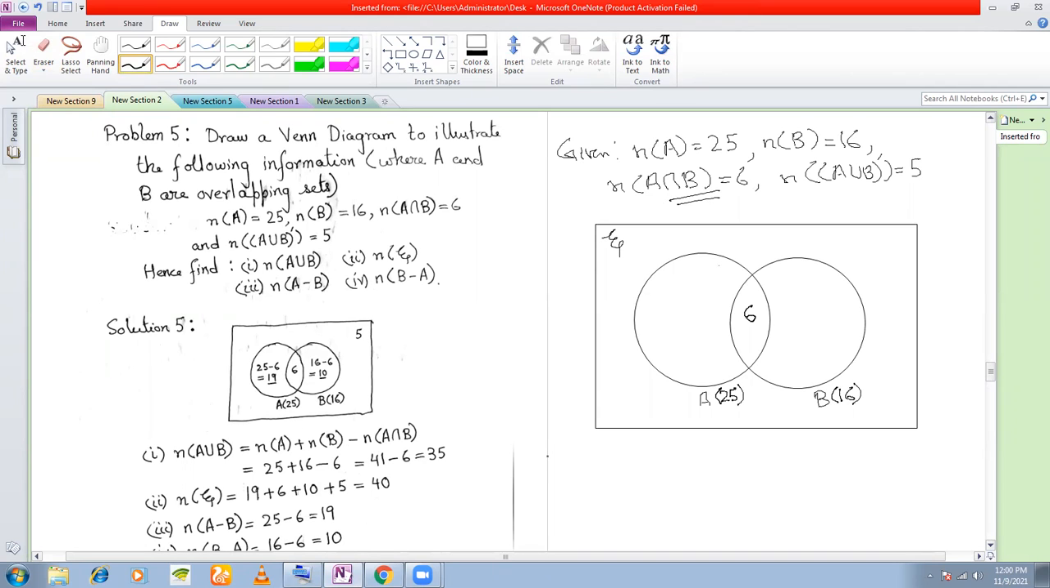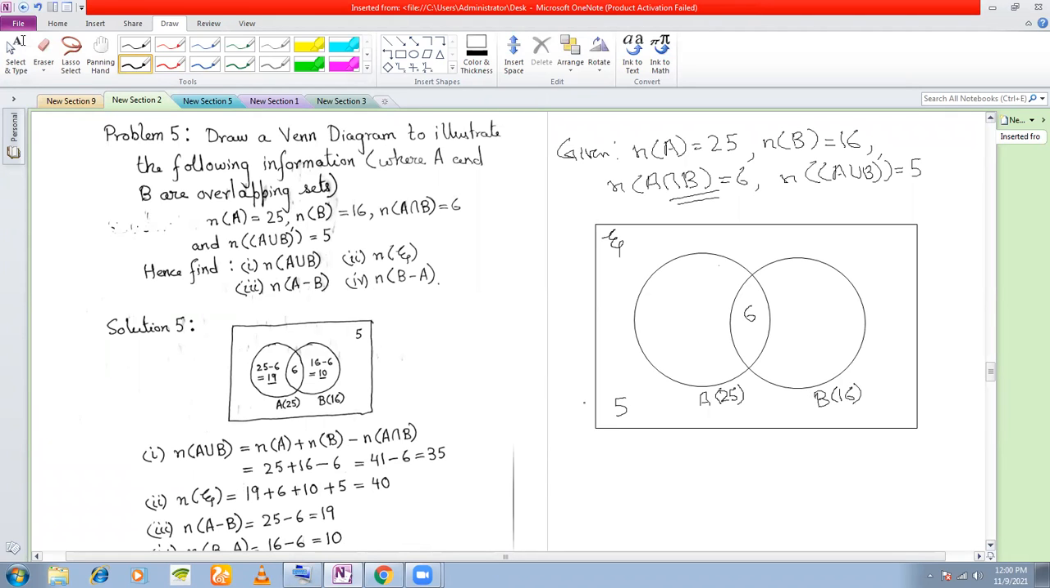Next, you need to represent the cardinality of (A union B) complement. Which part represents (A union B) complement? It is the part that is outside both the circles. So you can write your 5 here, or here, or here. No problem, you can write it anywhere. So this is the cardinality of (A union B) complement.